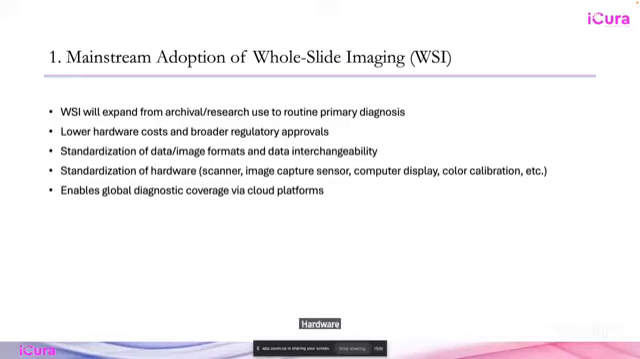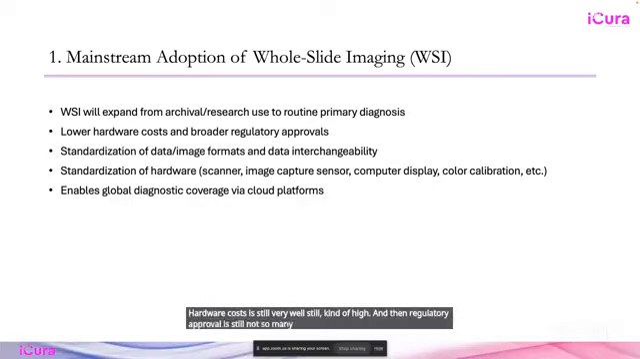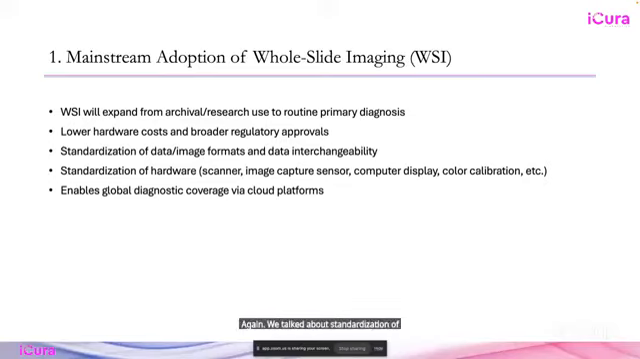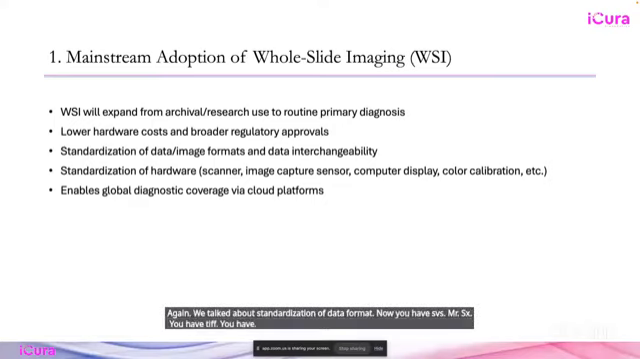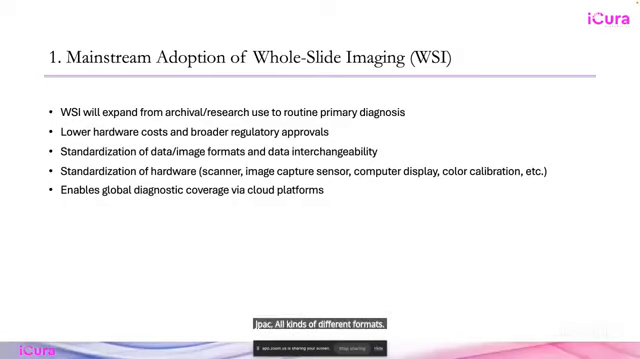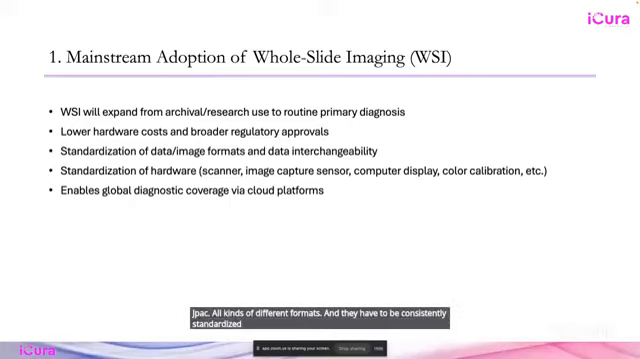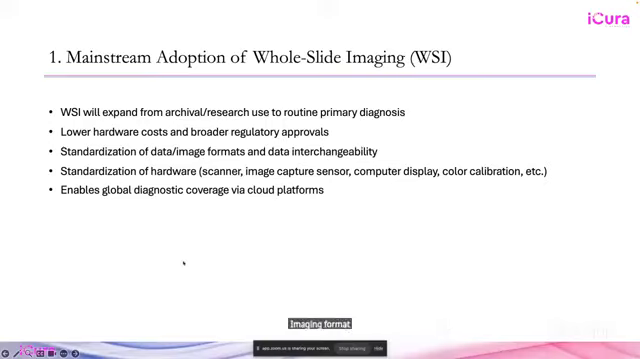Hardware cost is still kind of high, and regulatory approvals are still not that many, but we're probably expecting more. Again, we talked about standardization of data format. Now you have SVS, MRXS, TIFF, JPEG, all kinds of different formats, and they have to be consistently standardized. People are talking about DICOM, which is the radiology imaging format. It's going that way. Probably everybody is going to conform to that standard.